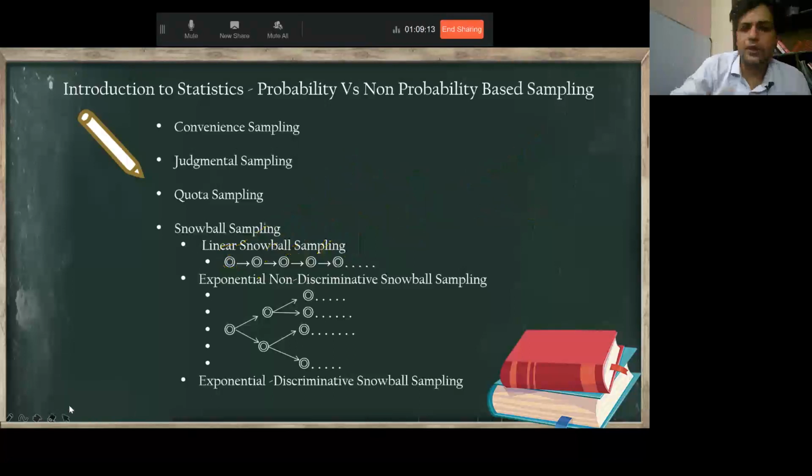Whereas exponential is non-discriminative. Remember, non-discriminative, where I don't discriminate. It's not my choice. My choices are not in there. I'm just following what people are referring me. So exponential means when I ask one person and he refers me two people, then I go to each one of them, and each one of them will tell me two more, and then each one of them will tell me two more, right?